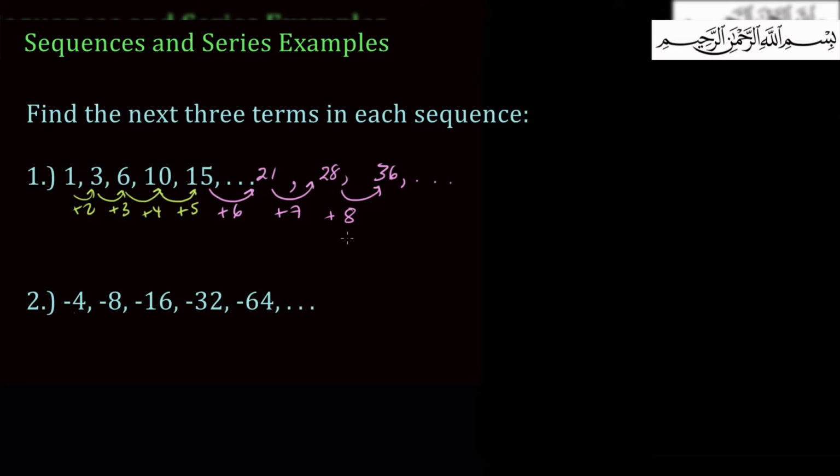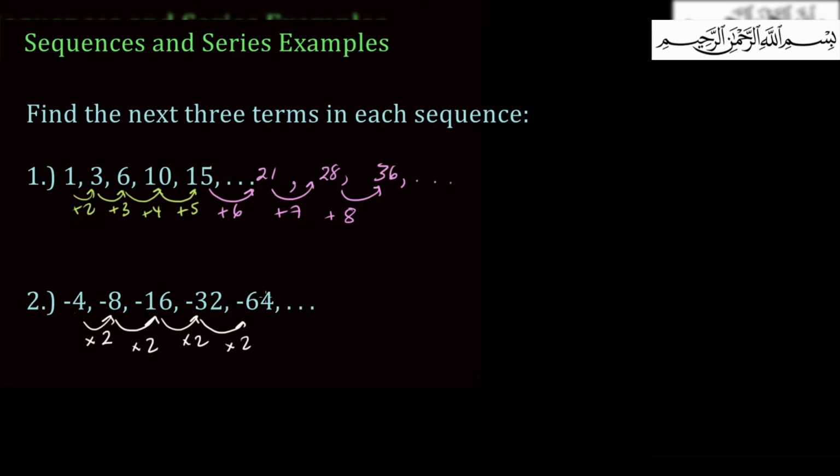Okay, let's see about the next one. -4 to -8. Maybe I'm subtracting 4. If I subtract 4 over here, I should get -12. Well, I'm not subtracting 4. That doesn't seem to be the case. Maybe I'm just multiplying it by 2. If I multiply -4 by 2, indeed I get -8. And then multiply by 2, I get -16. It looks like I'm just multiplying by 2 every time.